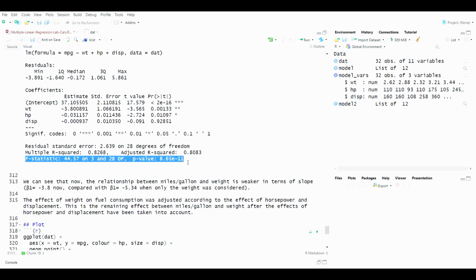When we did a simple linear regression, it's essentially the same thing, but now we've got a multiple linear regression. Is the overall regression significant? Yes. Are the individual predictors significant? For weight, yes. Horsepower, yes. Displacement, no.